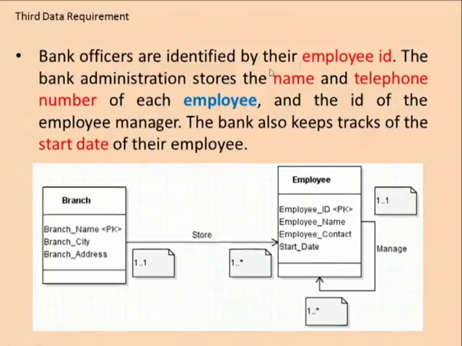Next, the entity is employee, and the attributes are employee ID, name, telephone numbers, and start date of the employee. So this is the ER diagram for employee, and I linked it with branch with a relationship of store. I also linked employee with itself, which means one manager manages many officers.